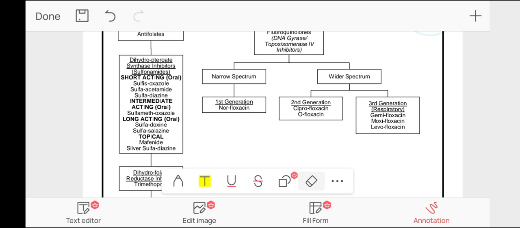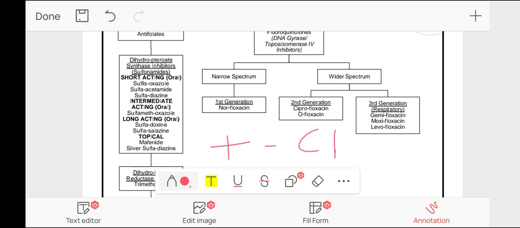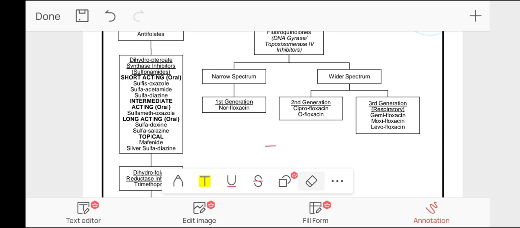Let's talk about their clinical uses. The sulfonamides overall are active against both gram negative and gram positive organisms, so we write gram positive and gram negative. They are also active against chlamydia and nocardia, CN, Cartoon Network, chlamydia and nocardia.